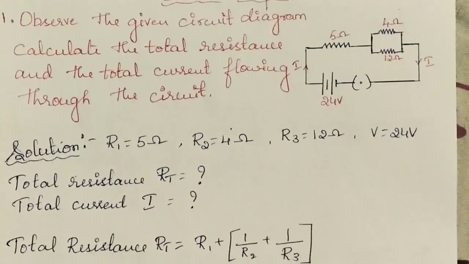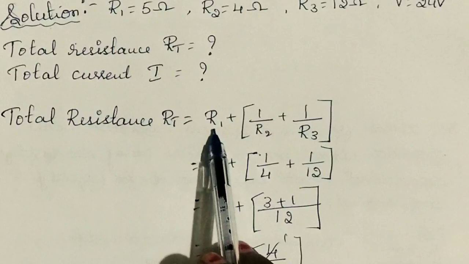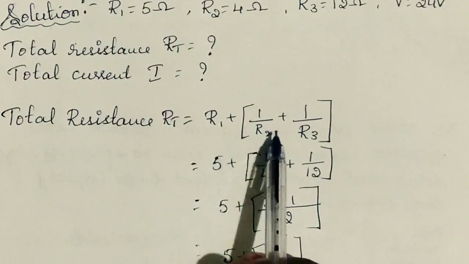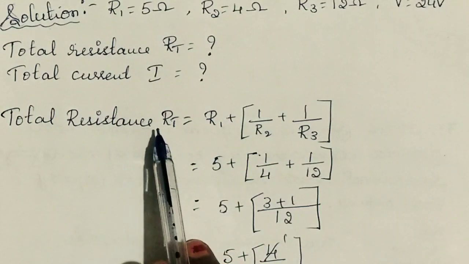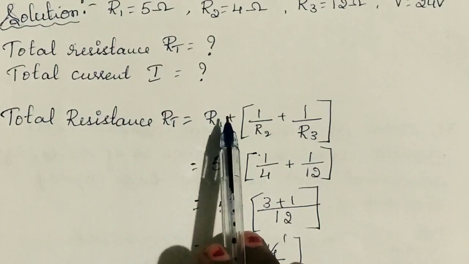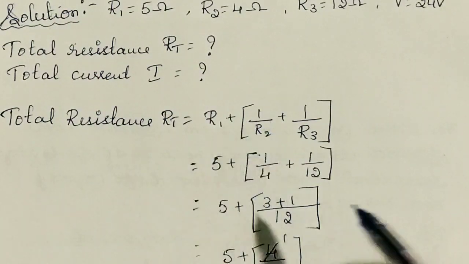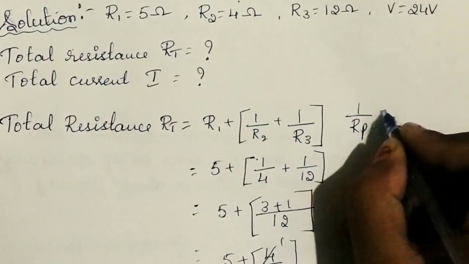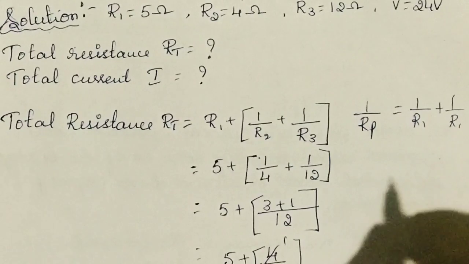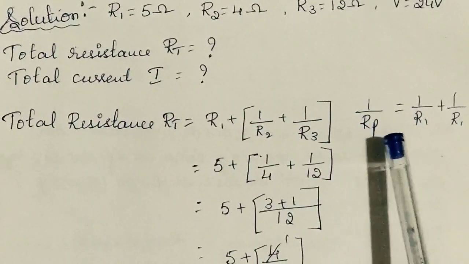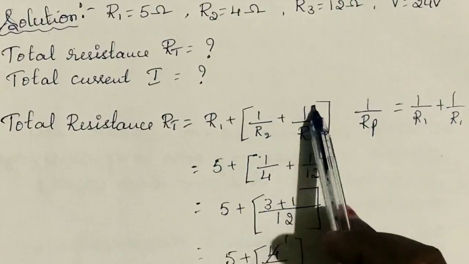First we have to find the total resistance RT, which is equal to R1 plus 1 divided by (1 by R2 plus 1 by R3). Why am I adding everything? Because they asked for the total resistance, so it is a series connection plus a parallel connection. We know how to write the parallel connection: 1 by RP equals 1 by R1 plus 1 by R2. This is the formula for a parallel connection. So I am writing R1 plus 1 by R2 plus 1 by R3.